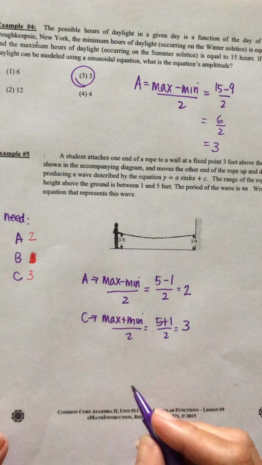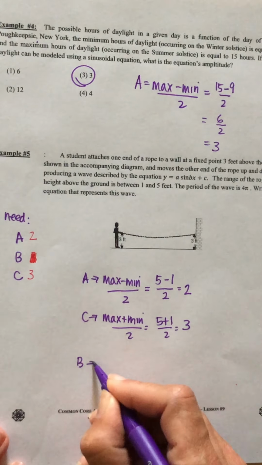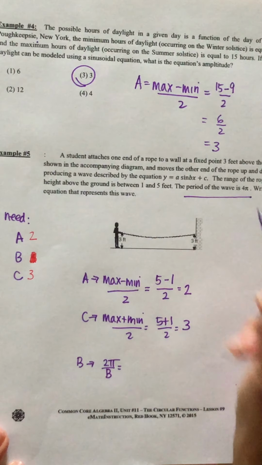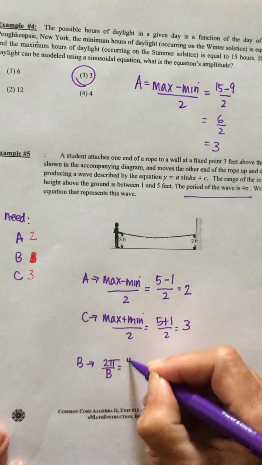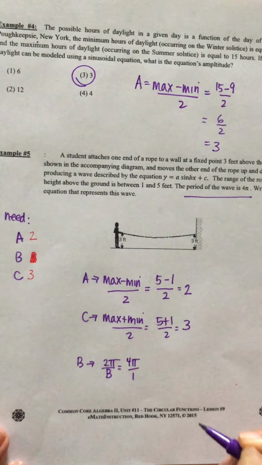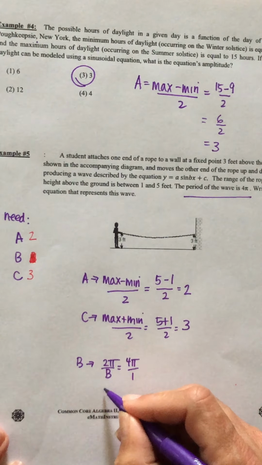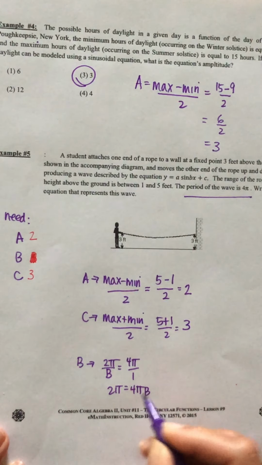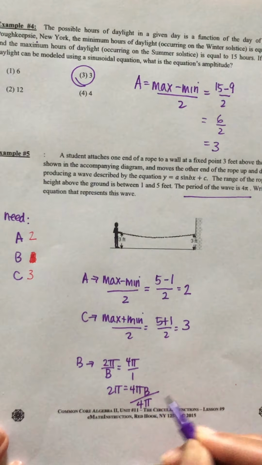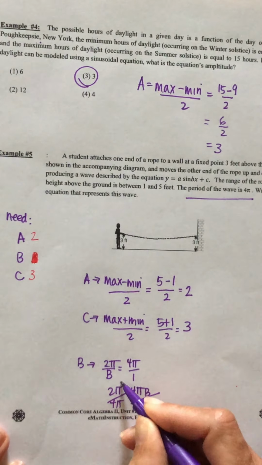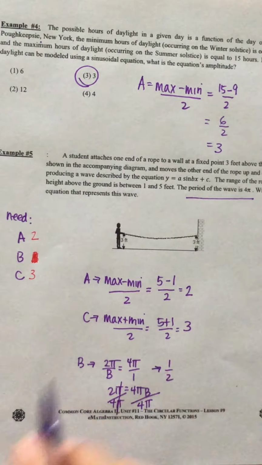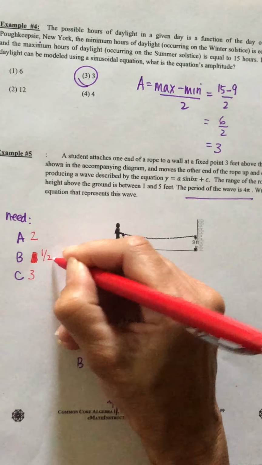Now my B value. This is what most people forget. You have to take your period formula, 2 pi over B, and set it equal to the period they give you. The period is 4 pi, so we set it equal to 4 pi over 1 and cross multiply. So 2 pi equals 4 pi times B. We want to solve for B, so we divide by 4 pi. That cancels, and 2 over 4 gives me 1/2. So my B value is 1/2.